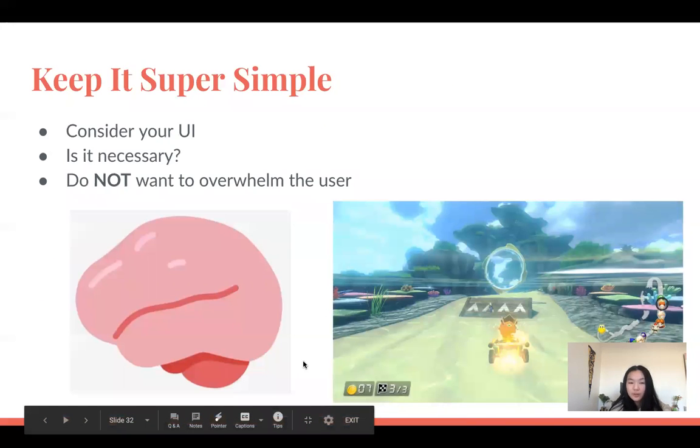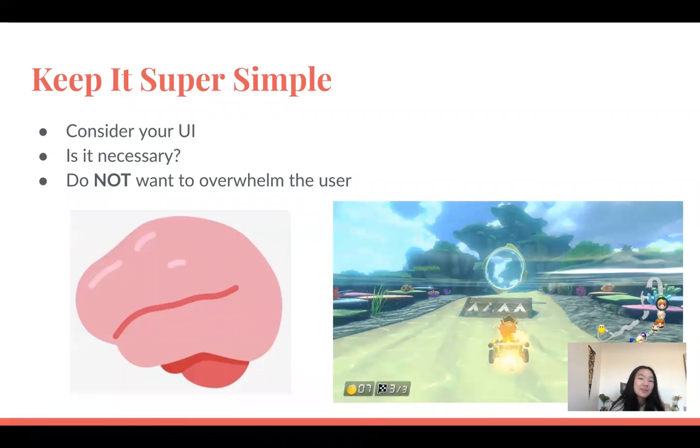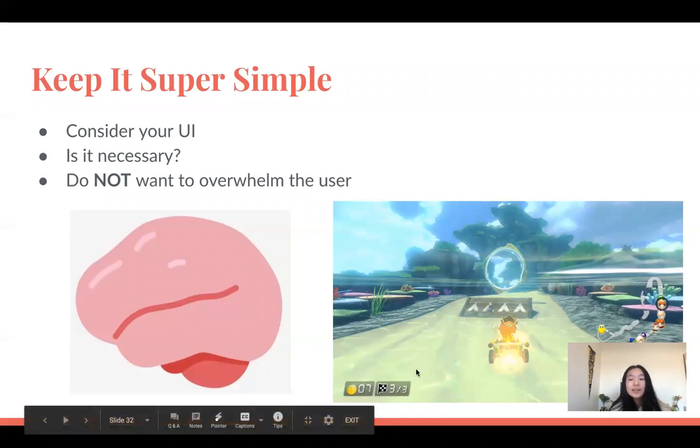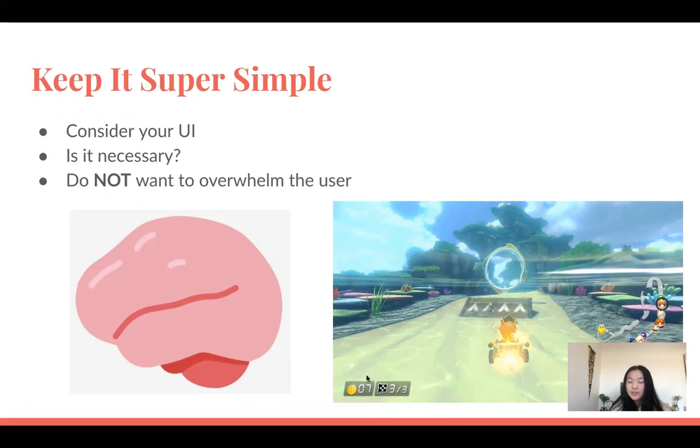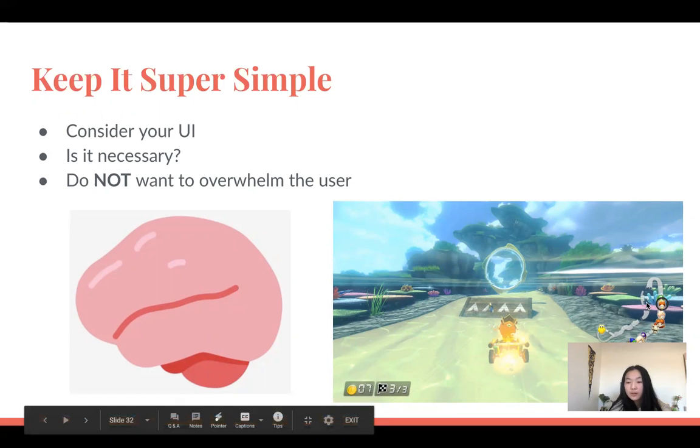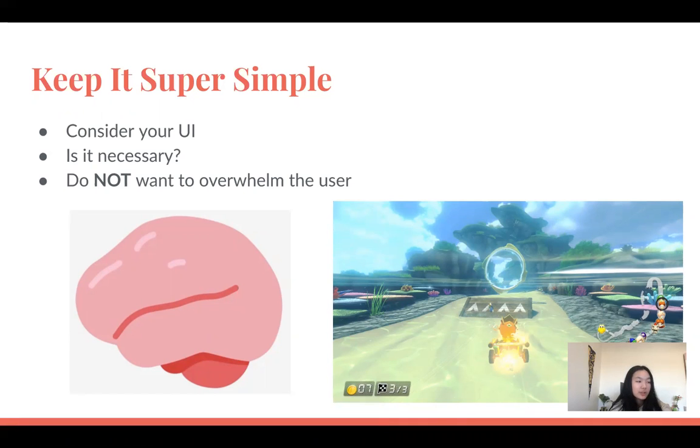Again, keep it super simple because a lot of us are smooth brains, and please consider your UI. And if it's not necessary, maybe consider taking it out because we don't want to overwhelm the user. And a really great example of super simple UI is from Mario Kart, because every single element used here is important and very easy to understand what it's used for. For example, coins, the lap that you're on, the mini map, everything is very intuitive and very simple. It's not too overwhelming.